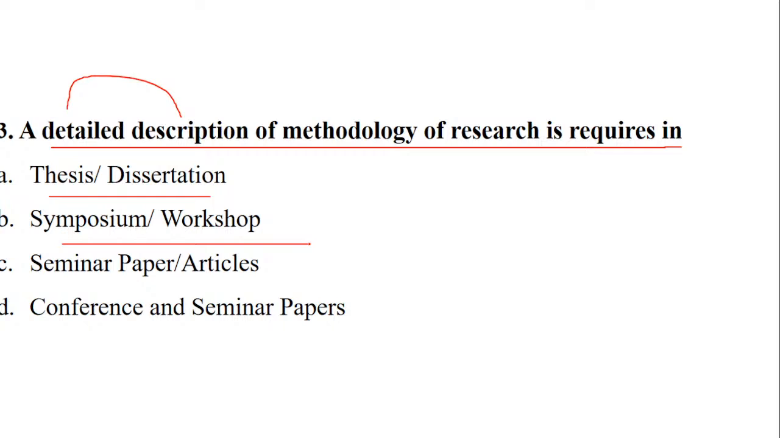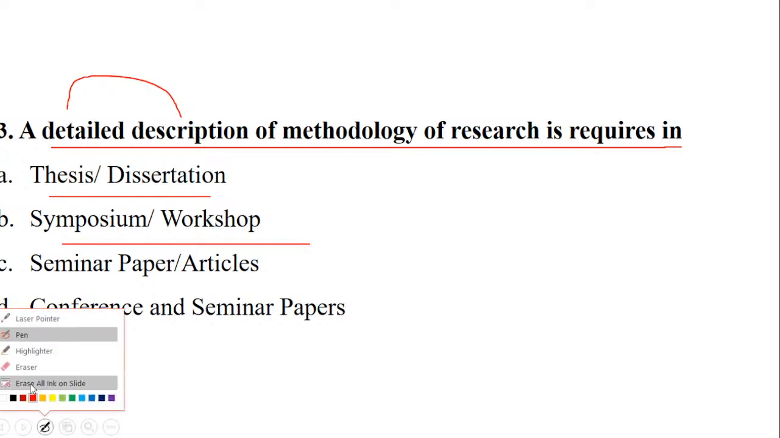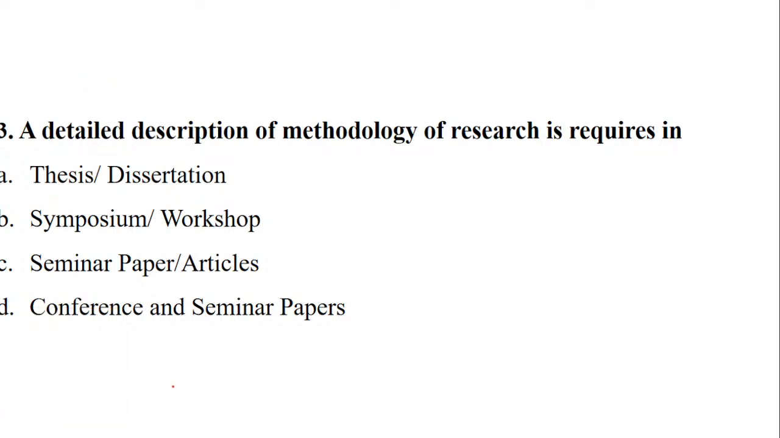So a detailed description of methodology of research. When we are talking about detailed description, it is expected in thesis and dissertation as compared to symposium, workshop, seminar, articles or conference and seminar papers. Thesis and dissertation are one and the same as per different university norms. The name is labeled as thesis or dissertation. Before we go ahead, I'll take one doubt of one student.